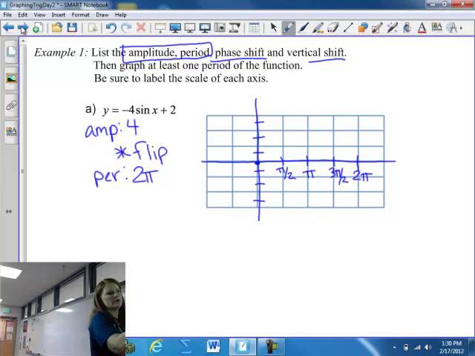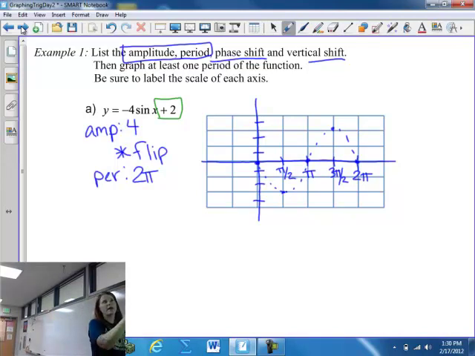0, 0. And then we go down to 4, back to 0, up to 4, and back. Okay, now, this is called the modified parent. It's a parent that was stretched, but it's not the actual answer, because the actual answer involves moving this plus 2. We're just going to move that graph then up 2 spaces.